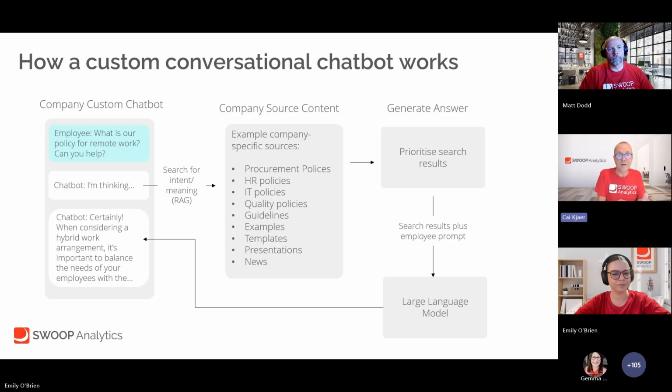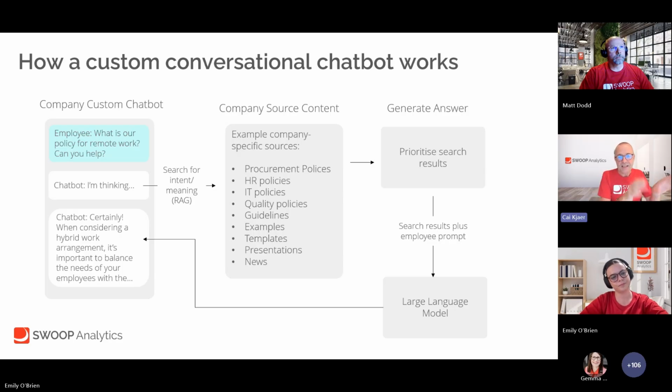So here I've called them company source content. Those are the information on your intranet that you're pointing the intranet bot to. And some of the most popular types of information are some of the things I've put in here: policies of various forms, guidelines, examples, templates, presentations, or whatever it is. I've put in news. We'll come back to maybe why news is not such a great idea to have in here, but we'll come back to that.